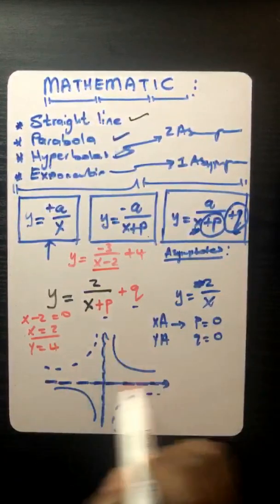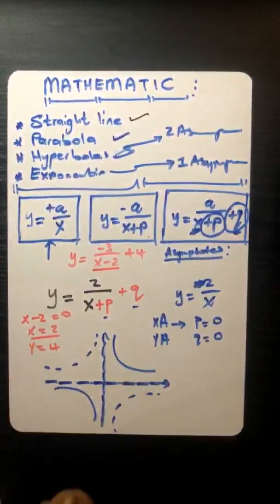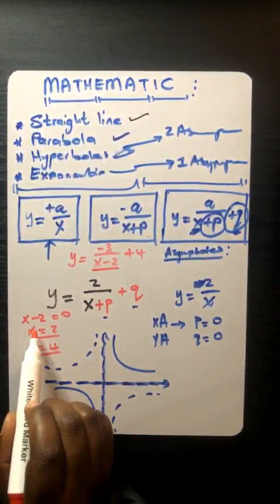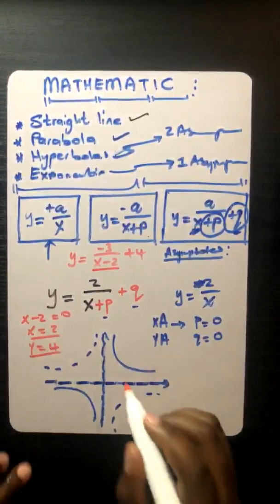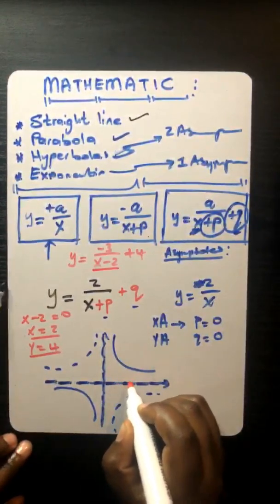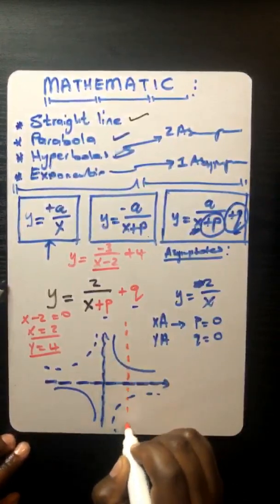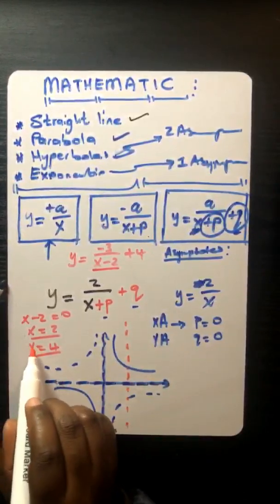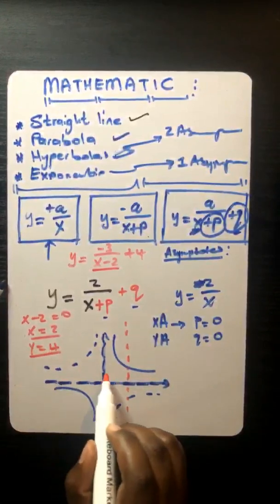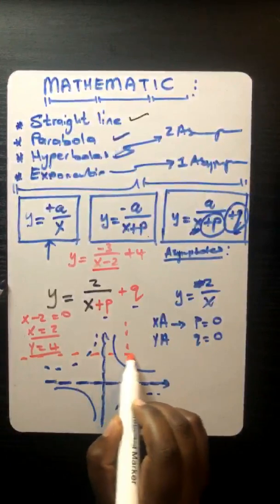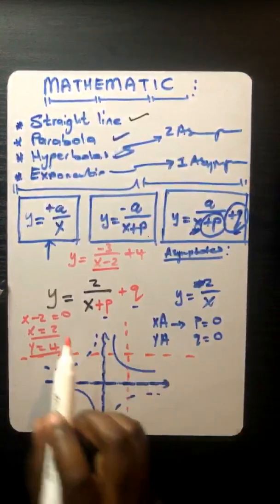Then before you can sketch this, you firstly start with these asymptotes. Where you see x being 2, you can draw your vertical asymptote, maybe 1, 2. So this is where you're going to have your asymptote. And then where y is 4, maybe 1, 2, 3, 4, there's where you've got your asymptote.